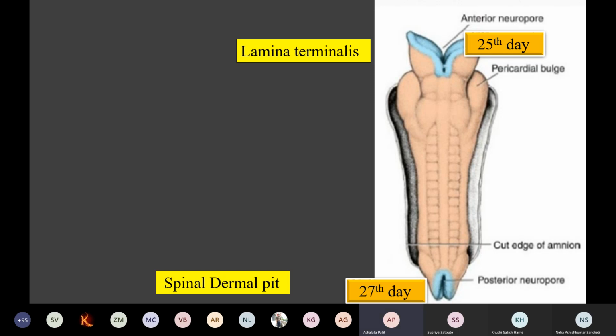The posterior neuropore closes 2 to 3 days later, by the 27th or 28th day of intrauterine life. And how is it seen? It is seen as a spinal dermal pit. At the coccygeal end, a surface depression will be seen overlying this. So that represents the site of the posterior neuropore.